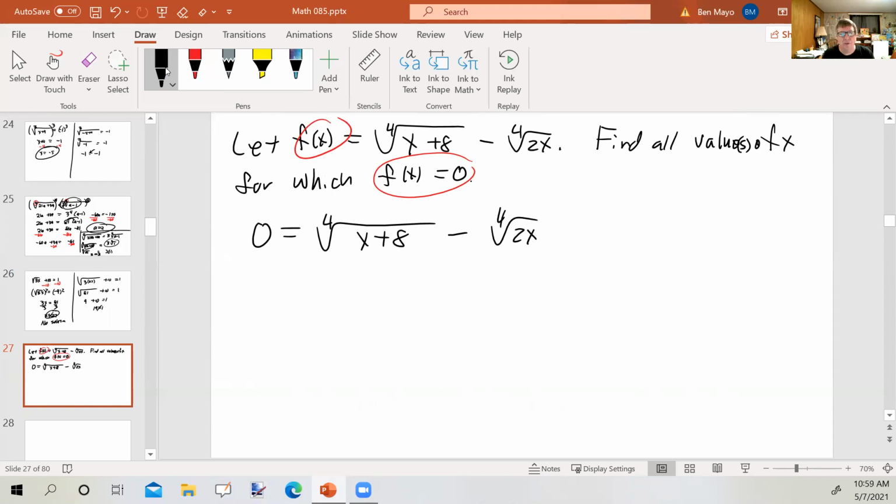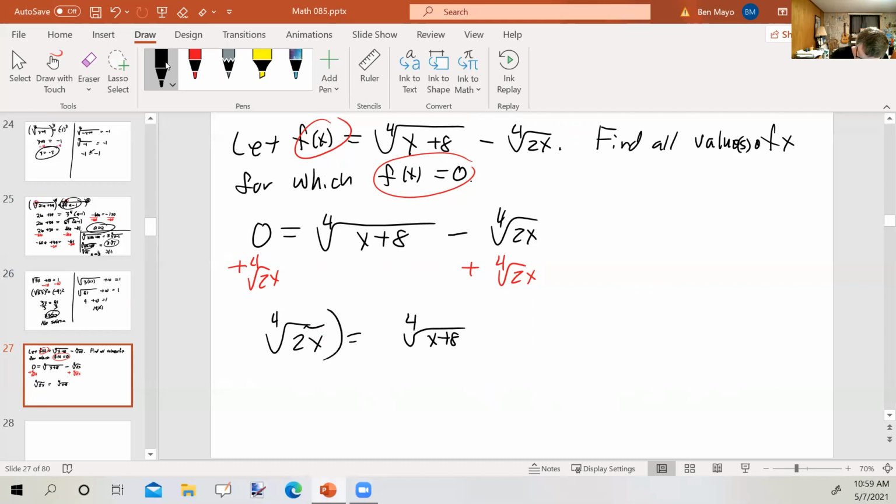I have 2 radicals, so I want to separate them. I'm going to add the fourth root of 2x to both sides. So now I have the fourth root of 2x equals the fourth root of x plus 8. I'm going to raise both sides to the fourth power. So 2x equals x plus 8. I'm going to go on to solve for x. I'll subtract x from both sides, and we get x equals 8.